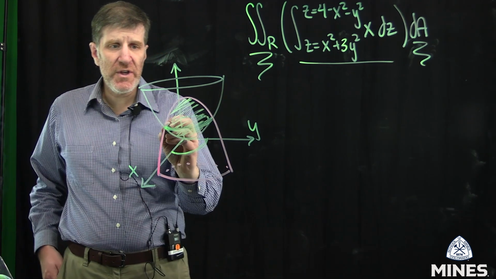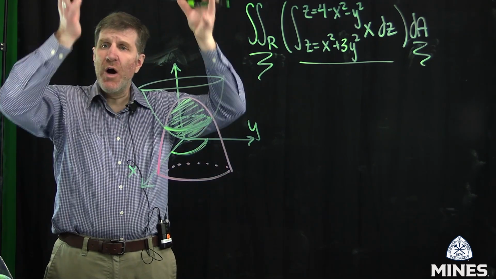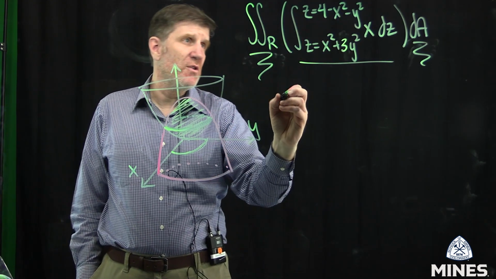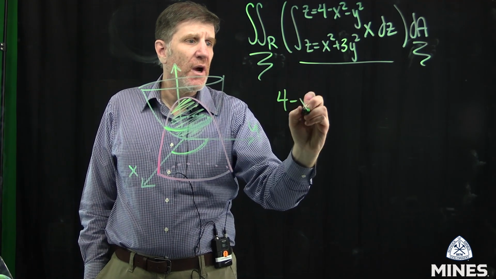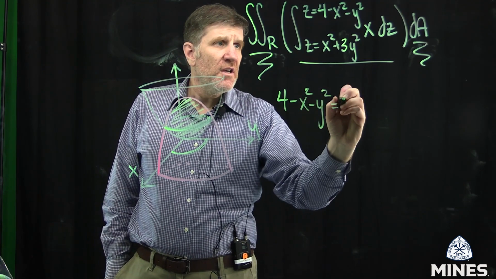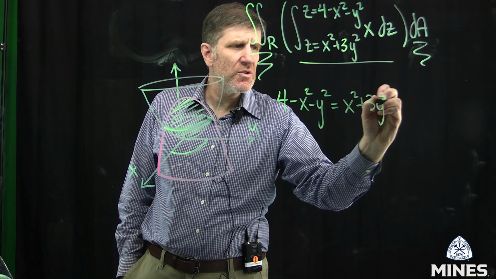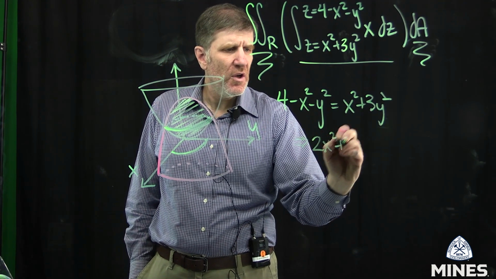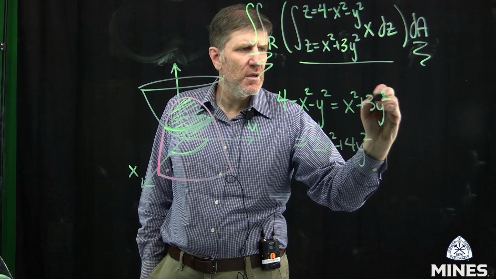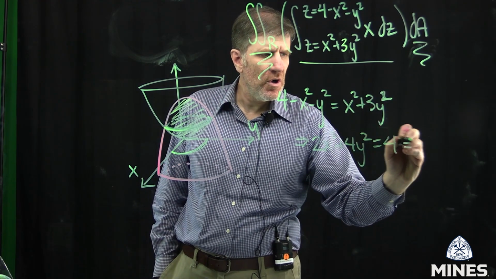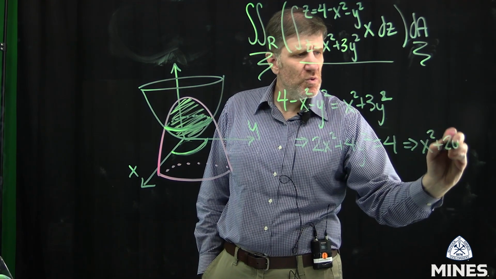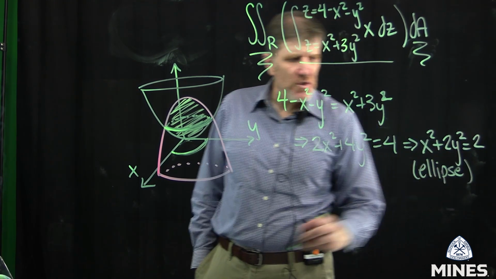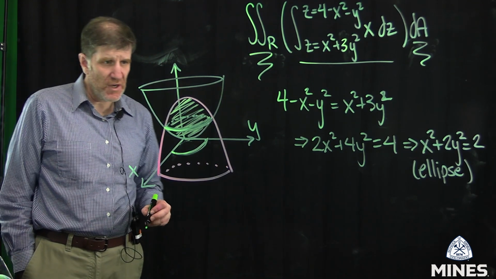To find it, we look for the intersection of our upward opening bowl and our downward opening bowl. And we find the intersection by setting the z values equal to each other. So we have 4 minus x squared minus y squared equals x squared plus 3y squared, which, putting this on the other side, gives 2x squared plus 4y squared equals 4, or x squared plus 2y squared equals 2, and that is an ellipse. So we've got an ellipse as the shape down in the xy plane.